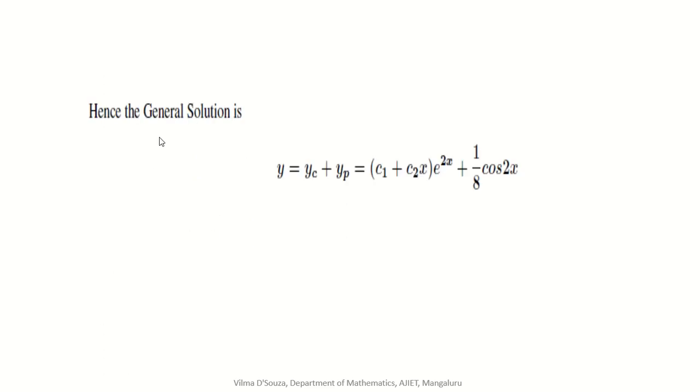Now how do you write down the final solution? Hence the general solution is y is equal to yc plus yp. This is a very important step. y is equal to yc plus yp. What is yc? Go back and check.